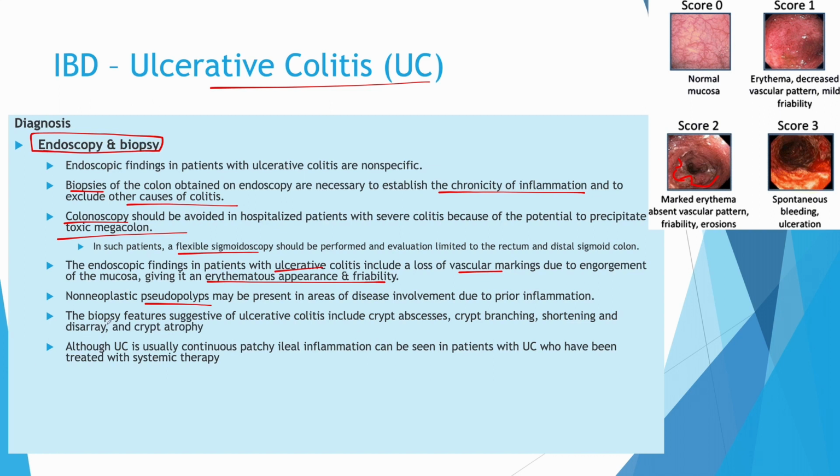On biopsy, I'm sure you'll study this in patho, you tend to see crypt abscesses and things like that. So ulcerative colitis, usually you'll see a continuous inflammation. However, in patients who have been treated, you can also see patchiness rather than continuous inflammation because of the treatment.